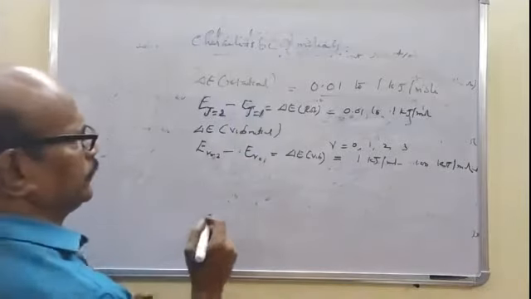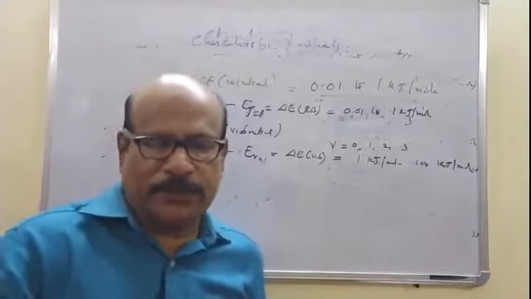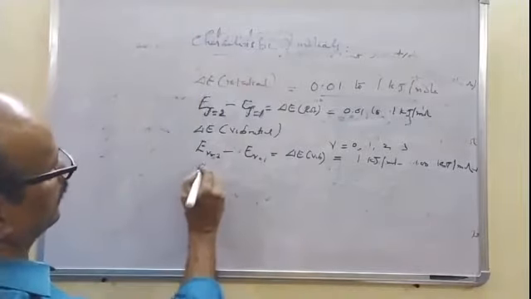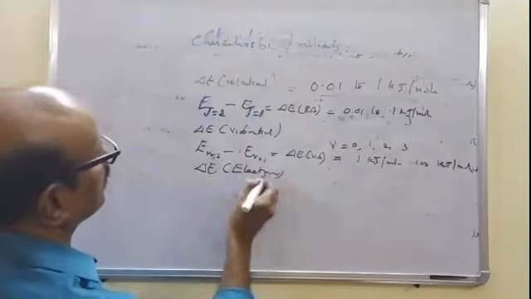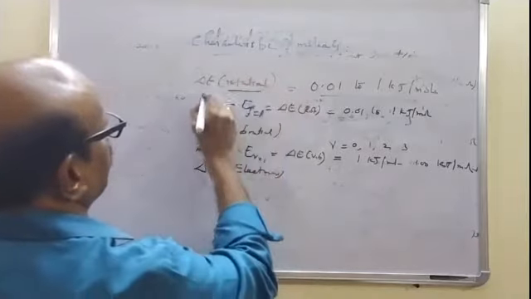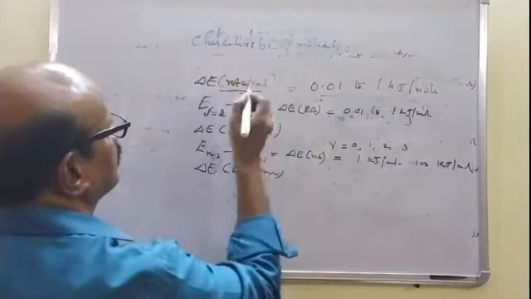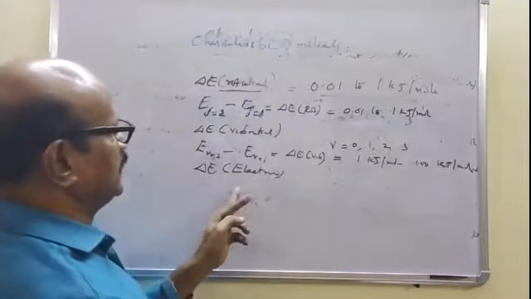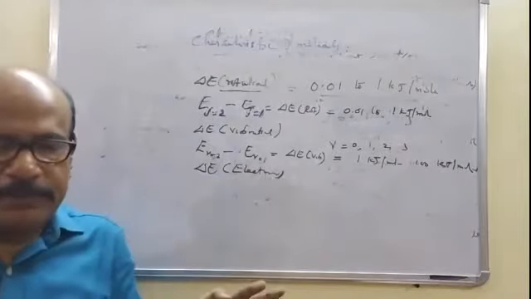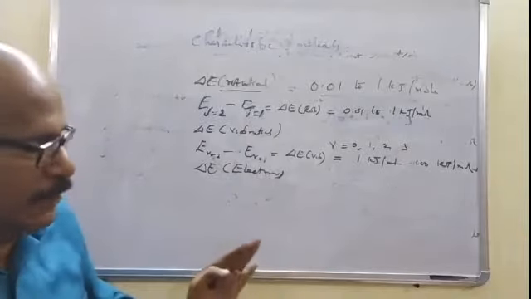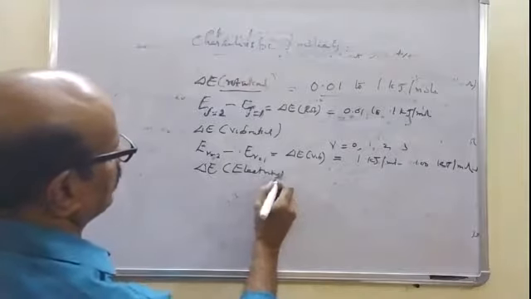But in the case of a molecule having electronic energy, the electronic energy is also quantized, with the electronic energy difference delta E electronic. I have mentioned delta E rotational, delta E vibrational, and then delta E electronic. That is the difference between any two electronic energy levels of the molecule, represented by delta E electronic.